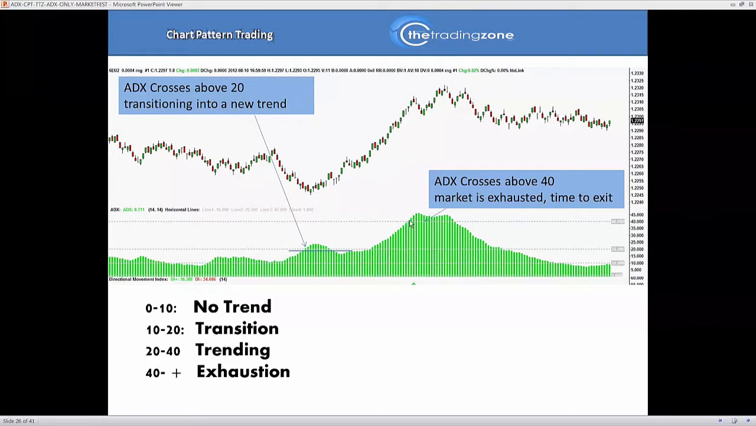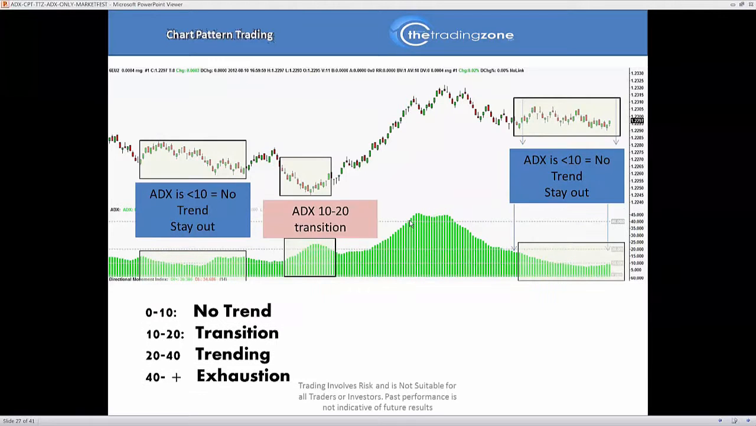So we're not saying that at 40 you bail. What we're saying is at 40 you start to adjust your stops, tighten up, protect your profits, and start to look for reasons why the trend is going to fail. We are now into exhaustion territory. So I'm going to review it quickly because we only have enough time to get through it.